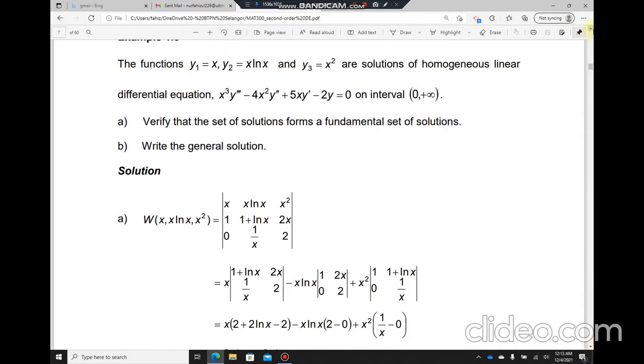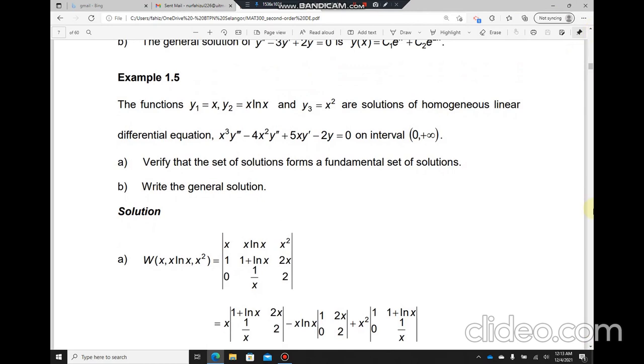Okay, for example 1.5, the functions y1 x, y2 x ln x, y3 x square are solutions of homogeneous linear differential equation x cubed y triple prime minus 4x square y double prime plus 5xy prime minus 2y equals to 0 on interval 0 positive infinity. Verify that the set of solutions forms a fundamental set of solution, and then next write the general solution.